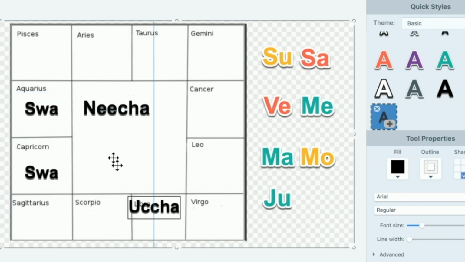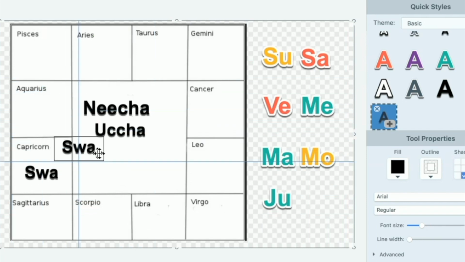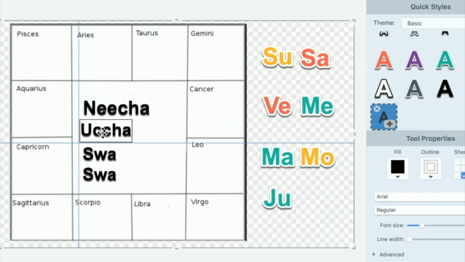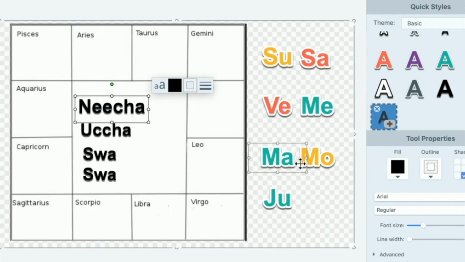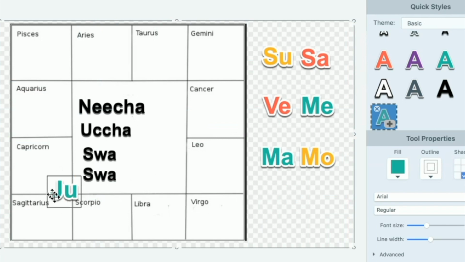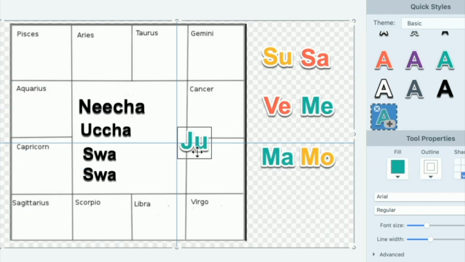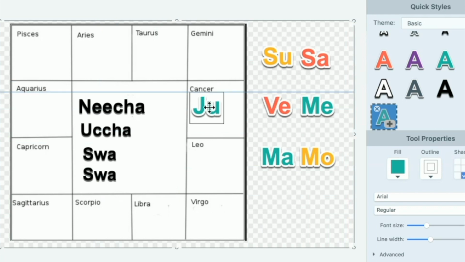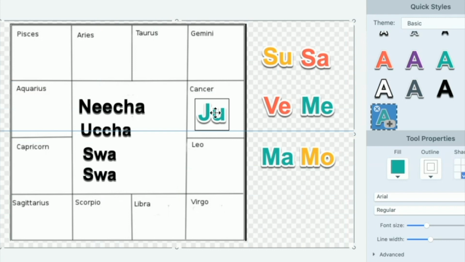Okay? And then you'll remember that Venus and Mercury have opposite, and Mars and Moon don't have opposite, but they are exalted and debilitated in each other's signs. And Jupiter is debilitated in Capricorn and exalted in Cancer. One way to know why it's exalted in Cancer is because Pushya Nakshatra is in the sign of Cancer, and it's a very spiritual nakshatra.